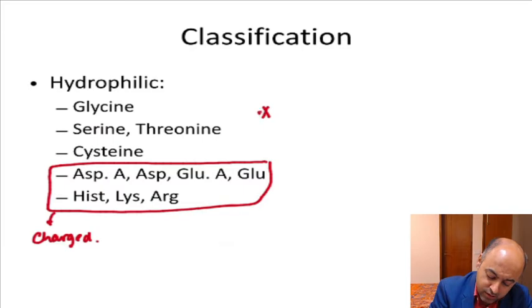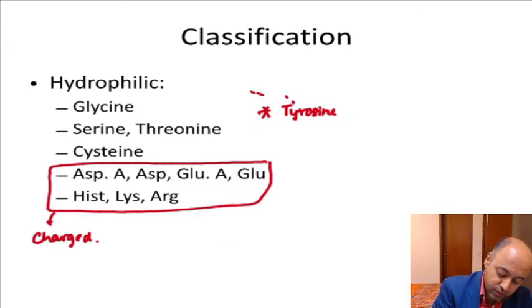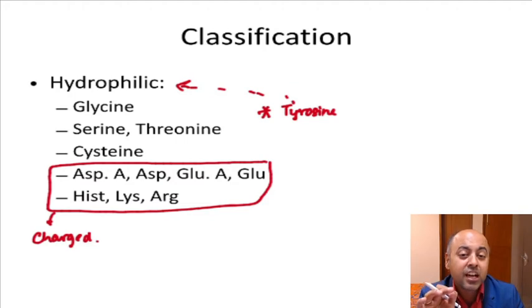Sometimes to this list you might add tyrosine. Remember, in tyrosine we have the hydroxyl group, so because of that it has some hydrophilic nature, but at the same time the R side chain is aromatic, which causes the hydrophobic nature. So it is a borderline hydrophilic. If you have to choose where to put tyrosine, you may decide to put it in hydrophilic, but remember it is weakly hydrophilic because of the aromatic ring.